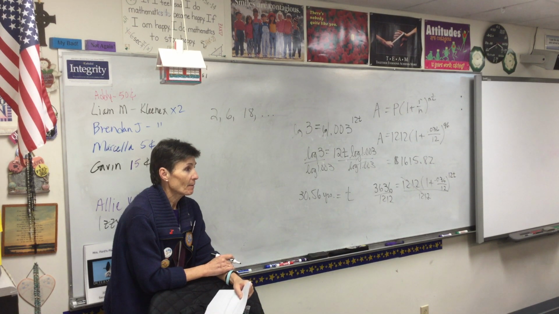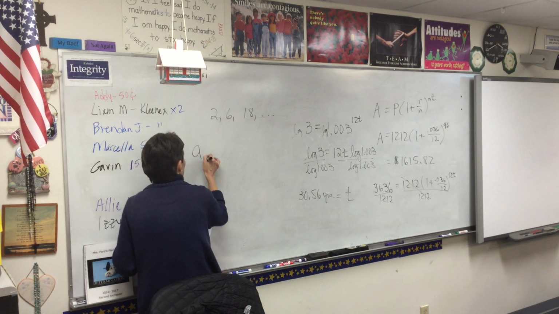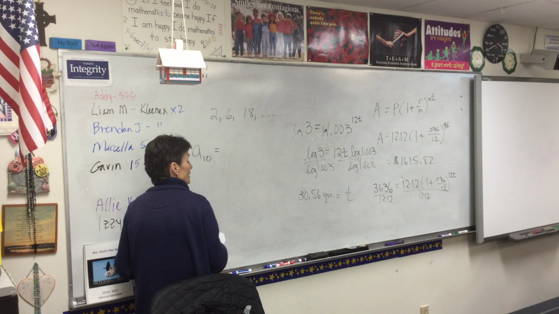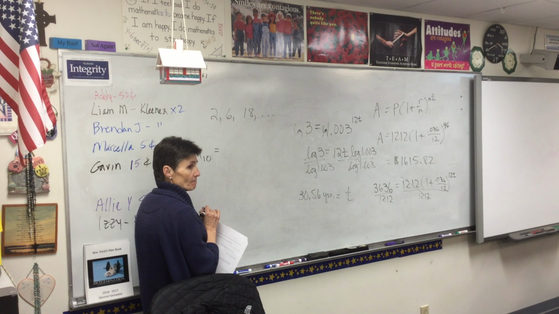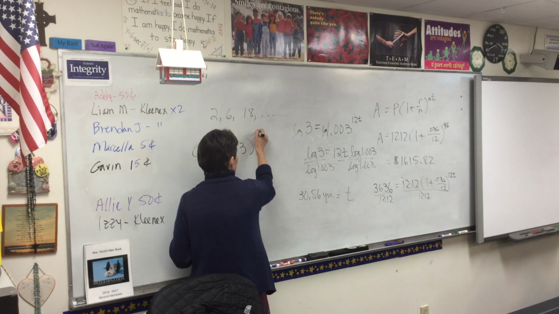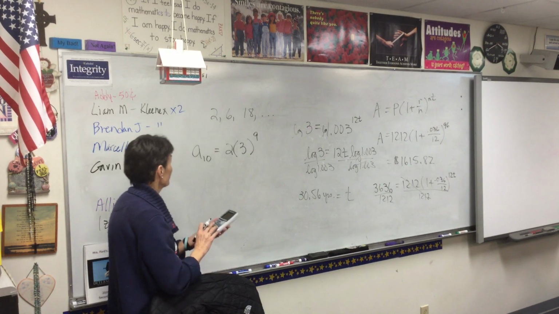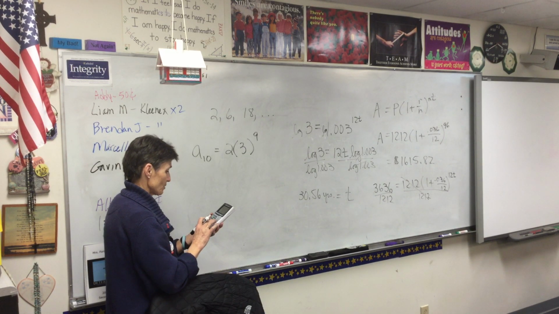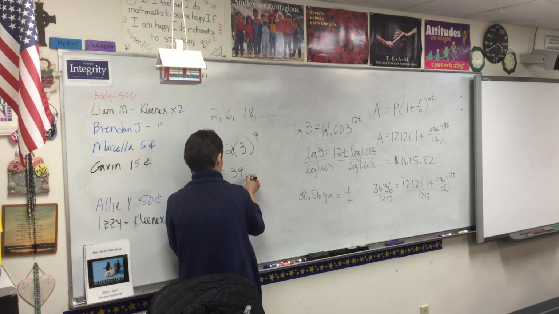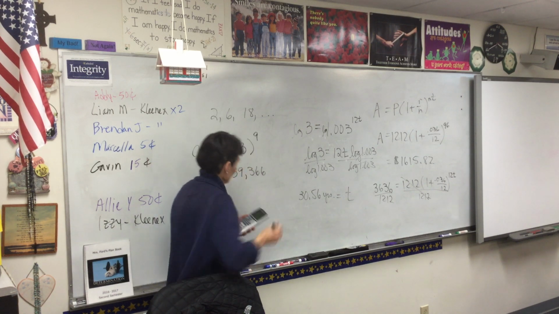How do I set this up? I want to find the 10th day of dozing. The 10th day. Aren't I looking for a sub 10? 2 times 3 to the 9. So 2 times 3 to the 9. Ooh, 39,366 times.